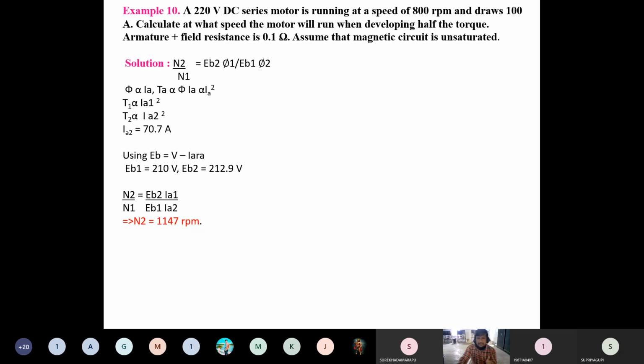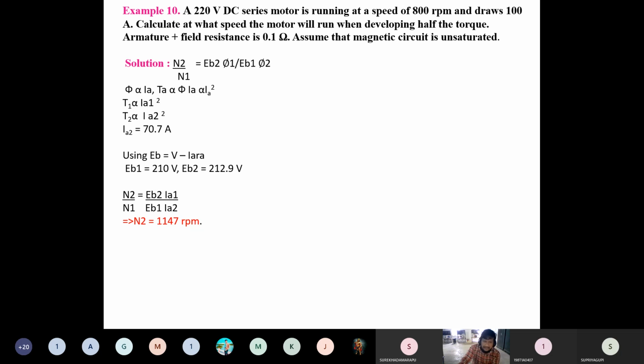Some of the people may move the slides. Please don't move the slides. So EB1 is equal to V minus IA1 RA, that is 220 minus IA1, 100, into RA, 0.1, right? After that EB2 is V minus IA2 RA, 220 minus IA2, 70.7, into RA, 0.1. Here RA is nothing but RA plus RSC. Directly they given armature plus field resistance, both are given as 0.1. That's why I'm putting RA.